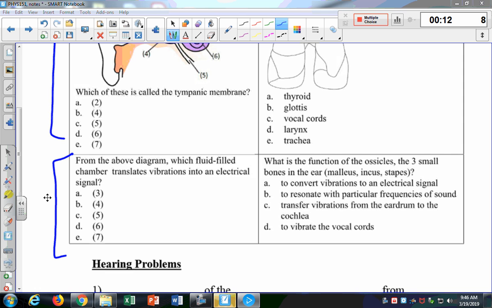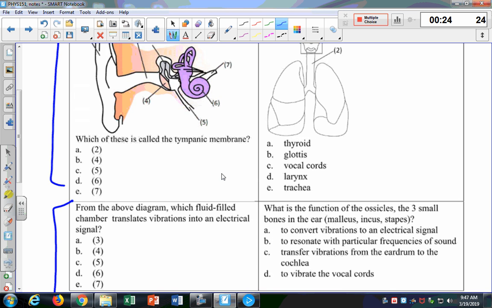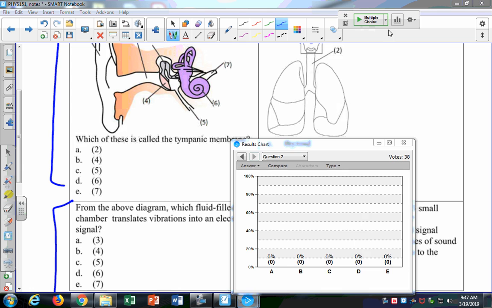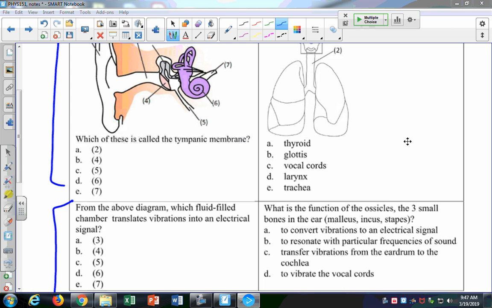Right, right. All right. From the above diagram, which fluid-filled chamber translates vibrations? All right. Let's stop at 36. Awesome. D is right. The cochlea right here is the fluid-filled chamber. It's C, the sixth thing.